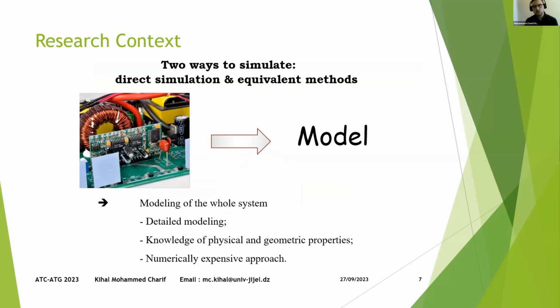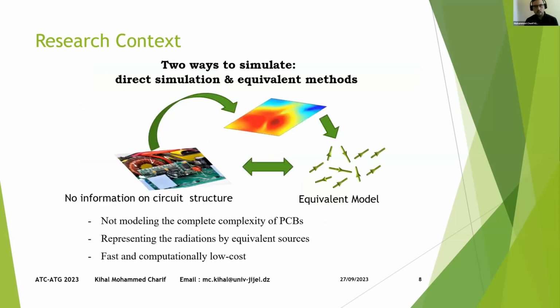In order to characterize electromagnetic disturbance and coupling, there are two ways to simulate: direct simulation and equivalence methods. For the direct simulation, we must model the whole system. The knowledge of detailed modeling, physical and geometric properties is required. This approach is numerically expensive. Equivalence methods represent a good alternative that can be used to model electric and electronic systems without knowledge of details. This method is fast, has a high accuracy, and helps us to find the far field by numerical and analytical calculation.